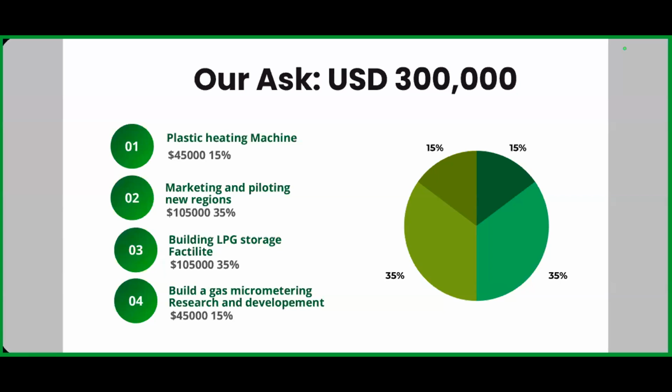Doing all this, we are seeking to raise 300,000 USD, and if we are to solve poor waste management by 2030, we hope to use these funds in procuring a semi-auto plastic heating machine. That is part of the 15% of the funds. We also hope to market and pilot to new regions using 35% of the funds, and having our plants near residential areas. Safety must be our primary concern. We can therefore use 35% of the funds to improve our LPG storage facility. And lastly, 15% can be used in building our gas micrometering capacity, and also undertaking research and development.